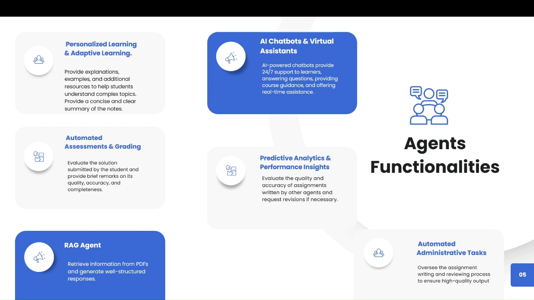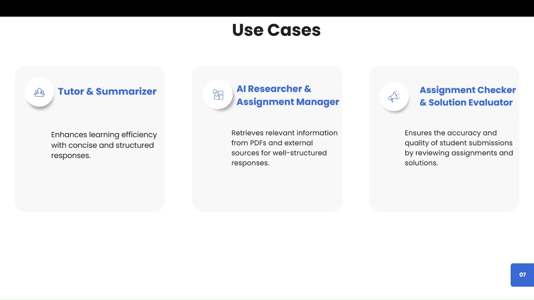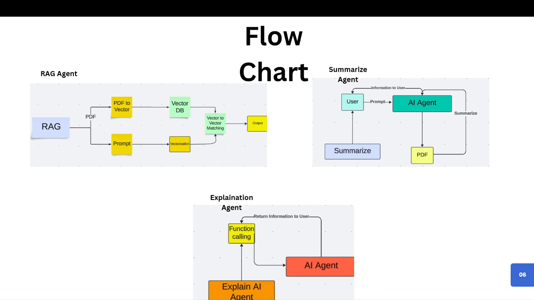Agent functions are quite different from an LLM. So here it is mentioned: personalized learning, automated assessments, pretty much discussed already. Use cases: tutor and summarizer, AI researcher, assignment checker, solution evaluator. And talking about the flowchart, as mentioned, RAG, retrieval augmented generation, goes to the PDF. The PDF is divided into vectors and gets stored in a DB.